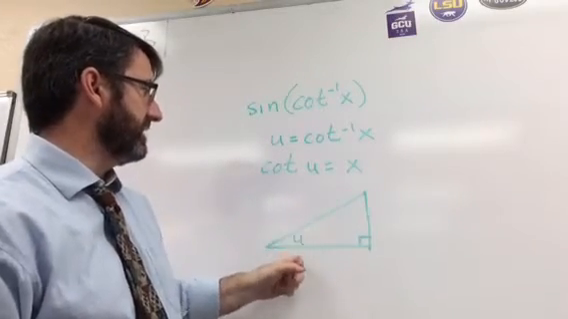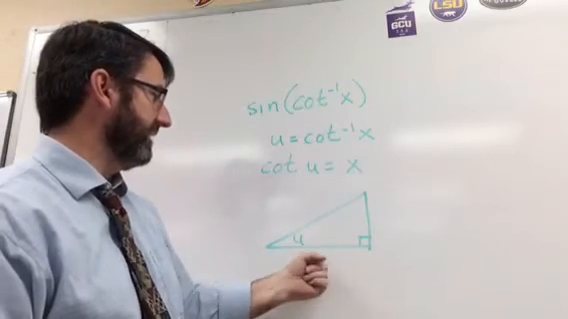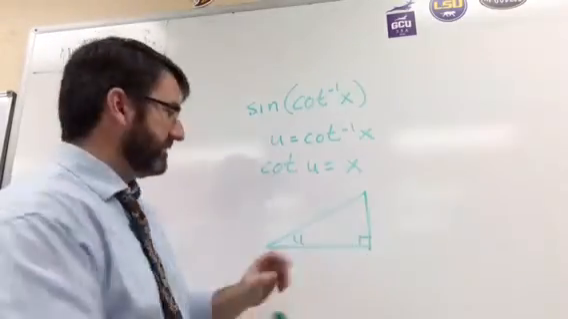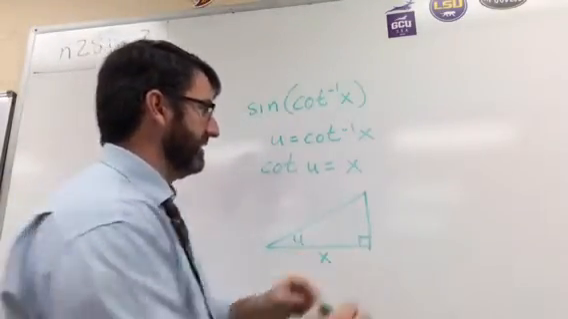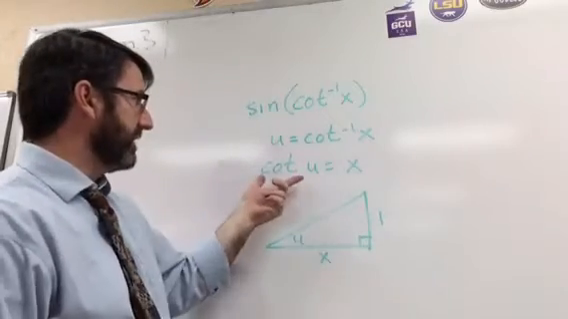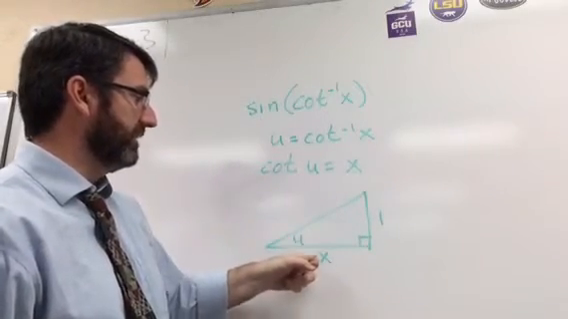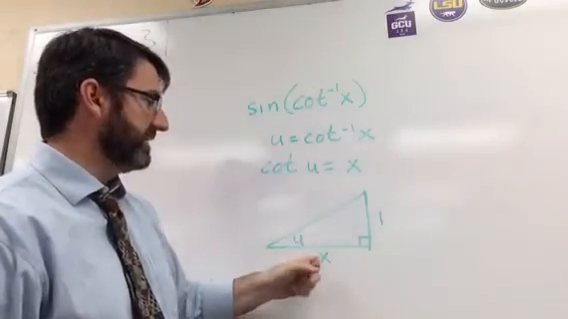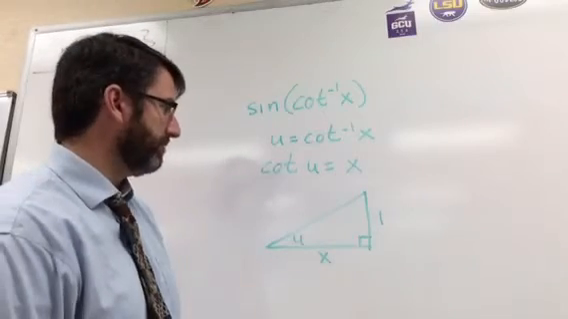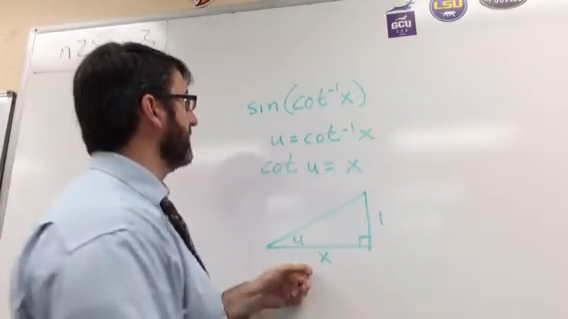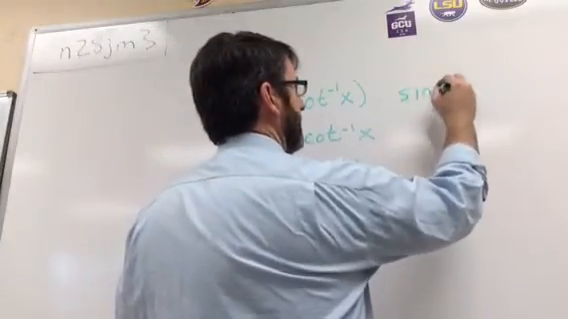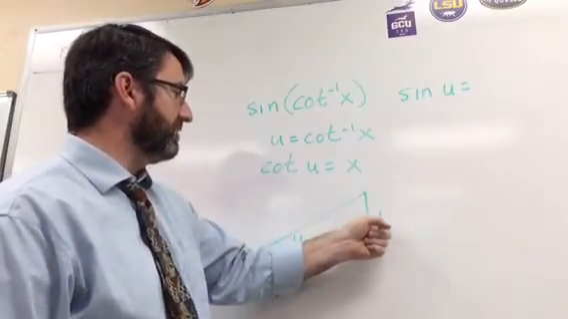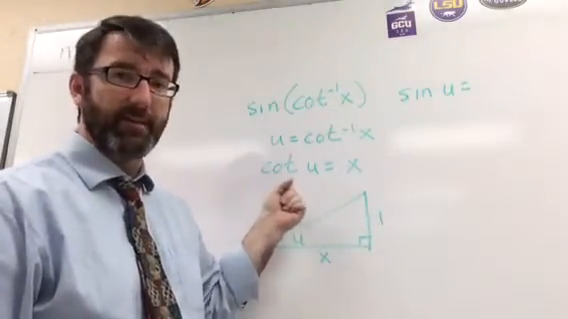So if cotangent of u is equal to x, then the length of this side divided by the length of this side has got to be equal to x. So we'll just make this length x and this length 1. So that the cotangent of u is equal to the adjacent side over the opposite side. So cotangent of u is equal to x over 1, or just x. All right, and so now we're trying to find the sine of u, but to find sine we need opposite over hypotenuse.